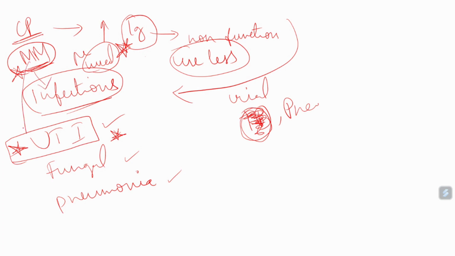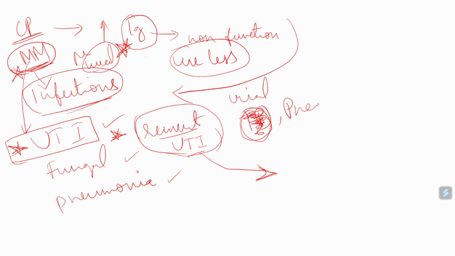So the patient will develop recurrent UTI. Yes or no? If the patient is having recurrent UTI, I explained one point while explaining urinary tract infections. The urinary tract infection video is available on my channel. One very important complication of recurrent UTI is chronic kidney disease. So this is the second complication in multiple myeloma.